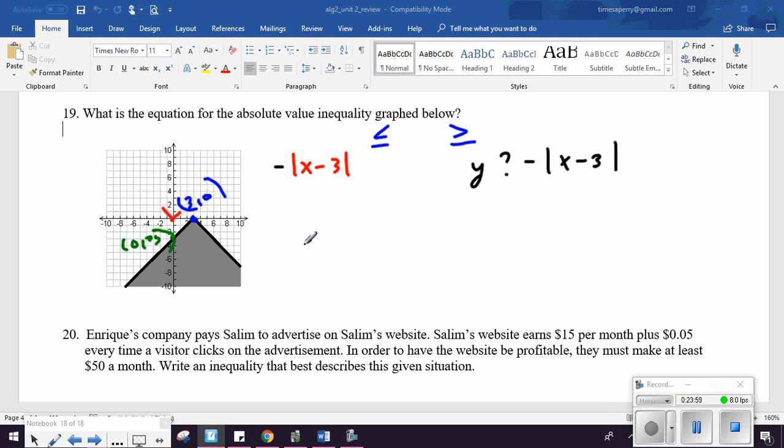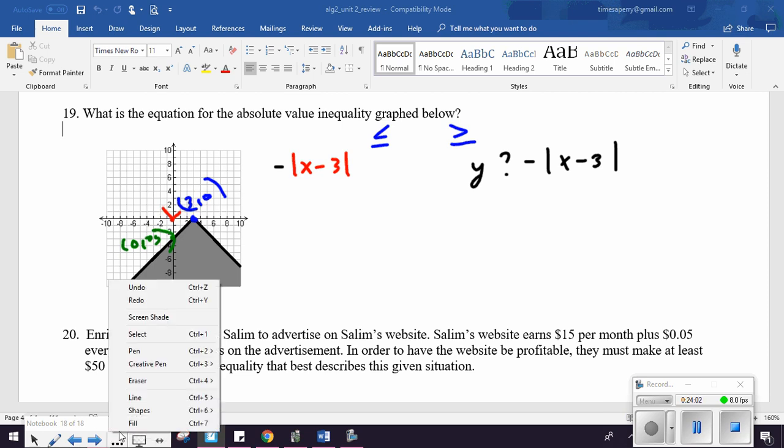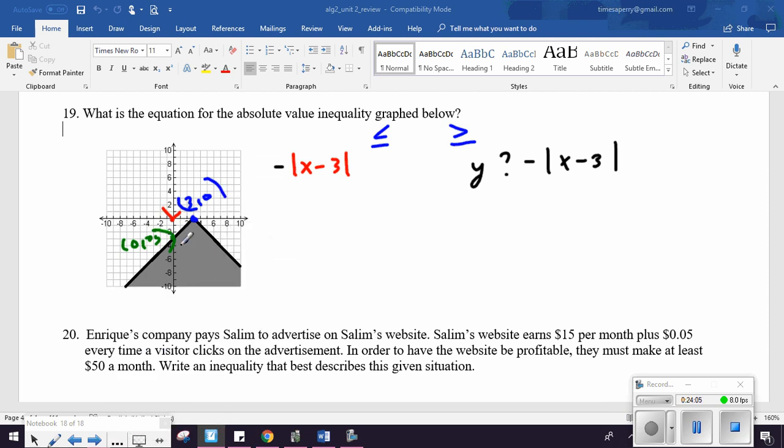So let's test out this theory using some points on the line. I see -3 for y if x is 0. All right. So 0 minus 3 is -3. The absolute value of -3 is +3, so that is -3. So that is correct. So that looks like it would work for the equation.